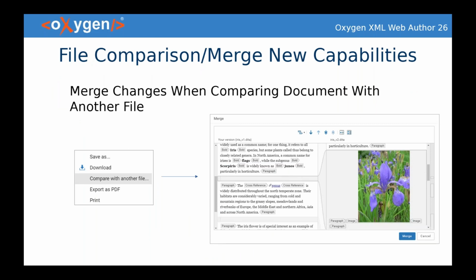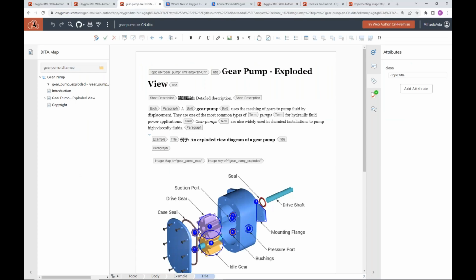In the file comparison category, we added a new feature. When you compare your current document with another file, you will have the possibility to merge the changes. This can help a lot in the situation when you want to compare your document with a document from another branch. I will show you in my sample.